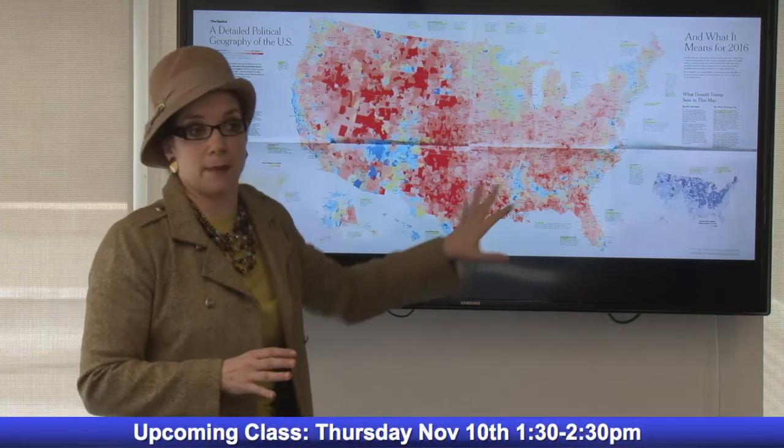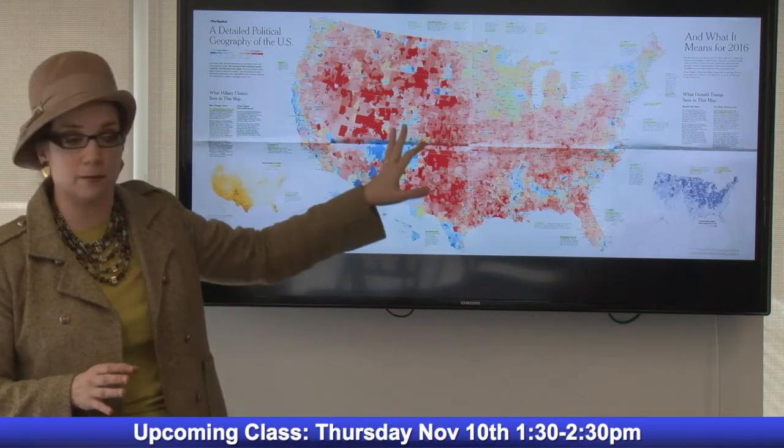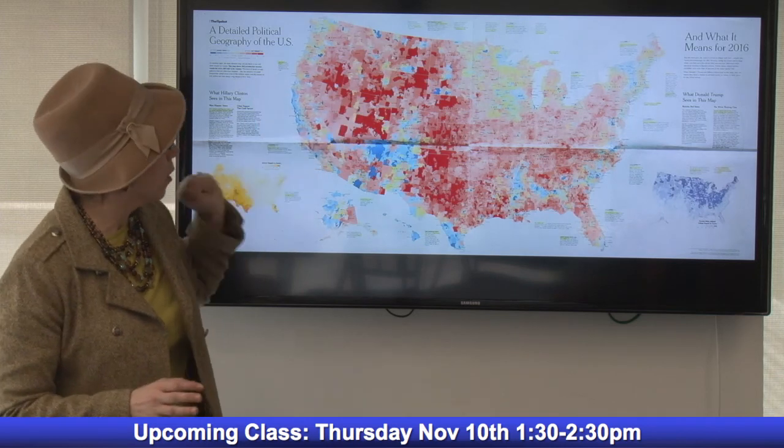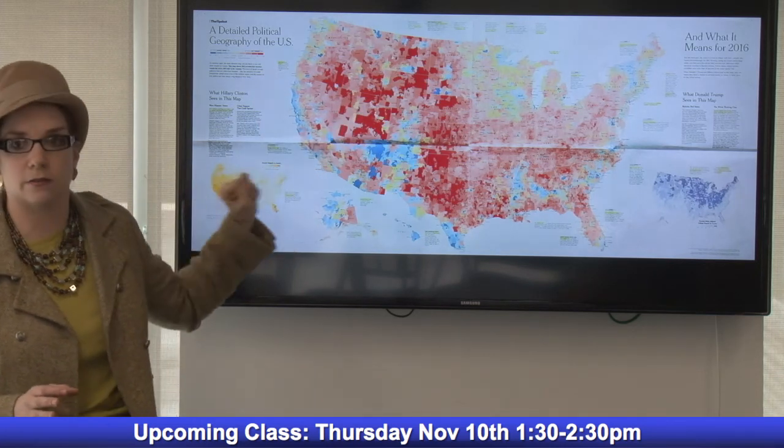Okay, so looking at our map, remembering that red is Republican, blue is Democrat, and yellow is somewhere in the middle, what do we see about Democrats in the United States from this map?